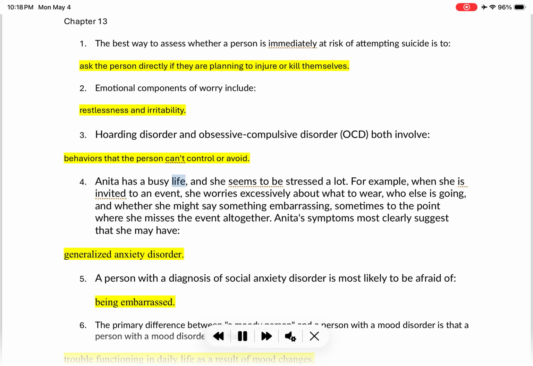Anita has a busy life and she seems to be stressed a lot. For example, when she is invited to an event, she worries excessively about what to wear, who else is going, and whether she might say something embarrassing, sometimes to the point where she misses the event altogether. Anita's symptoms most clearly suggest that she may have generalized anxiety disorder. A person with a diagnosis of social anxiety disorder is most likely to be afraid of being embarrassed.